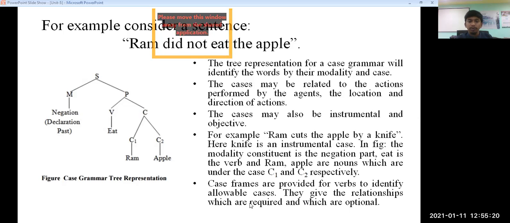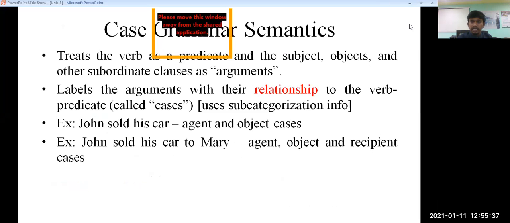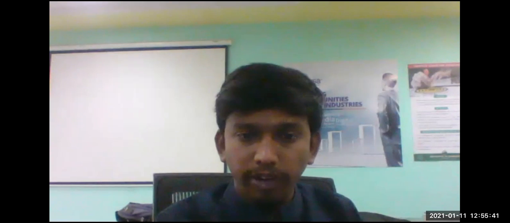Next, case frames are provided for verbs to identify allowable cases. They give the relationships which are required and which are optional. So we have the case frames concept in Fillmore's grammar, which gives the relationships among which are required and which are not required. Let's look into the case grammar semantics as per the concept given by Fillmore.